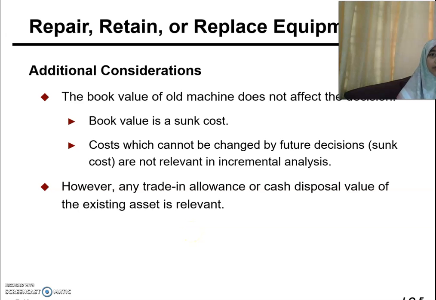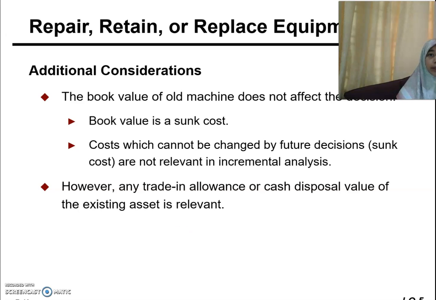In this case, the 5,000 ringgit is the sales value of your asset. If you sell the asset, you will get 5,000. If you retain the asset, you don't get that 5,000. So there is a difference between the alternatives, whether you retain or you replace. Therefore, the 5,000 is relevant for your decision making.